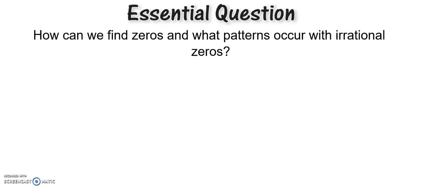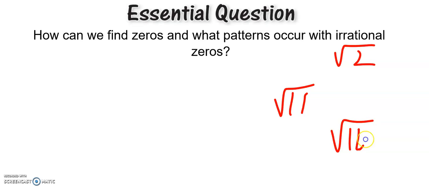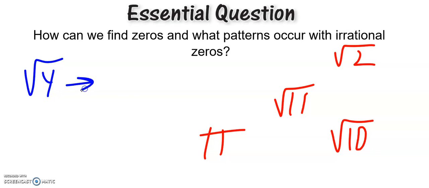So remember, irrational numbers are things like the square root of 2, the square root of 11, the square root of 10, pi. So things like those are irrational numbers, as opposed to the square root of 4 is 2, so this is not an irrational number. It's a real number, not an irrational number. So it's actually what we would call a rational number. All right, so this is irrational.